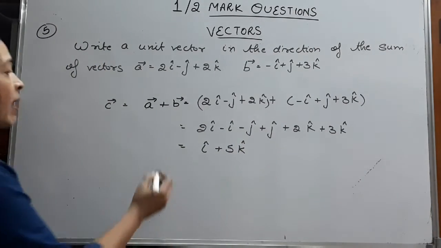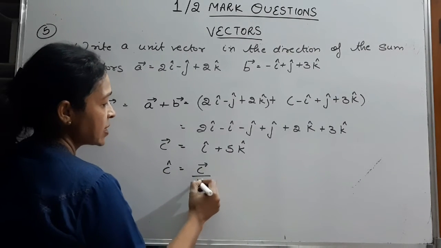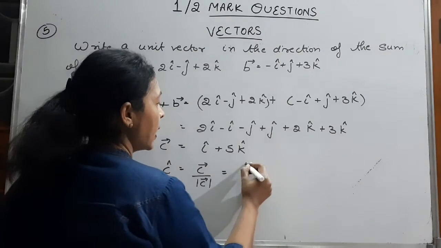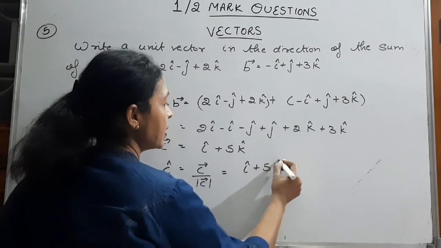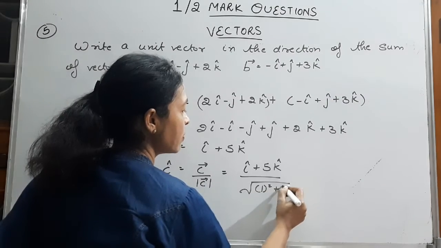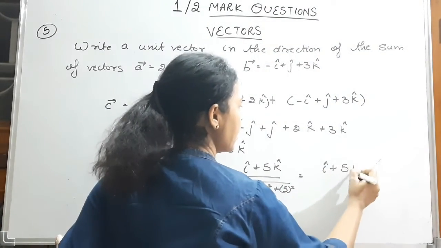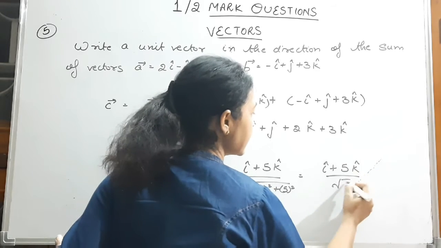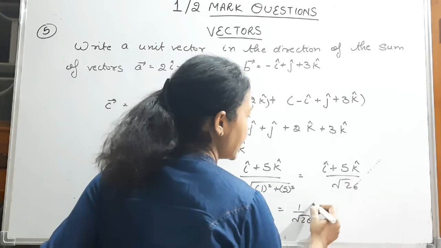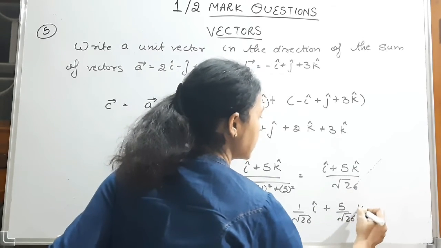We have to find a unit vector C cap, which is equal to vector C upon magnitude of vector C. That is i cap plus 5k cap upon under root 1 square plus 5 whole square, that is i cap plus 5k cap upon root 26. So our answer will be 1 by root 26 i cap plus 5 by root 26 k cap.